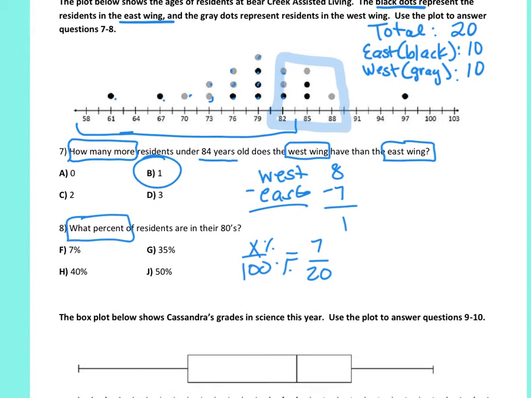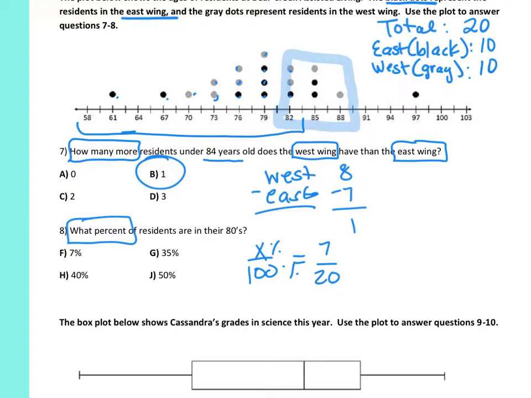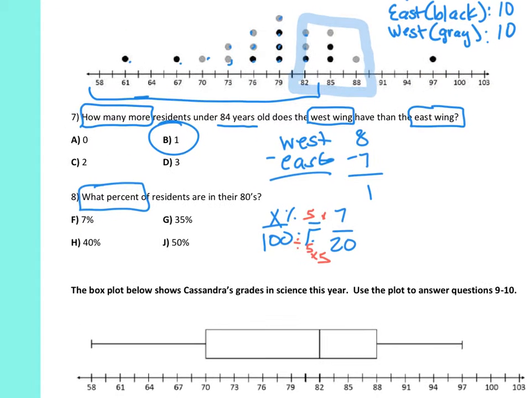So cross multiply, 700, and divide. Or you could divide by 5. Just scale up. You can cross multiply and divide, or you can see 20 times 5 would be 100, so 7 times 5 would be 35.